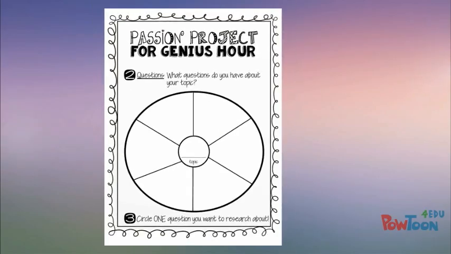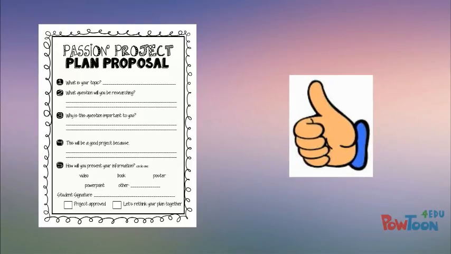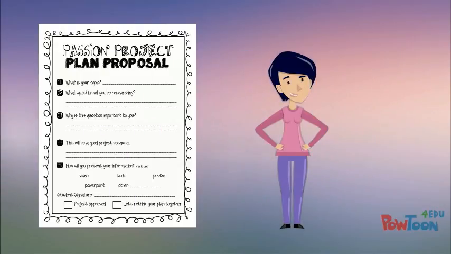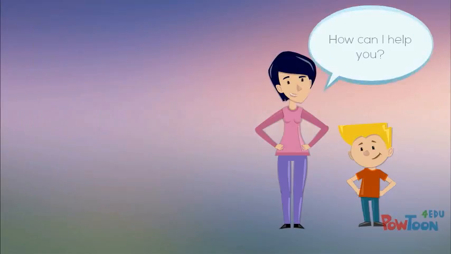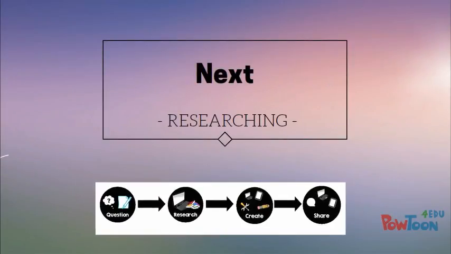After your students have come up with several questions, they choose the one that is best for their project. After that, they will write a proposal. They will explain what they want to do, and as a teacher, you will approve it as it is, or you will help them develop a better plan. Of course, you should always keep in mind that it's their project, but especially in the beginning, they will need your guidance. The next step in the process will be researching.